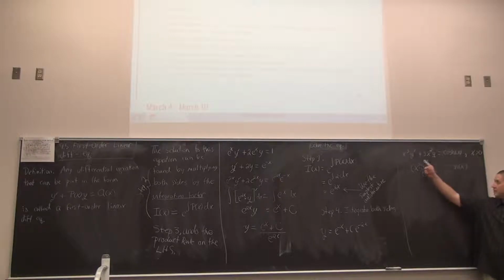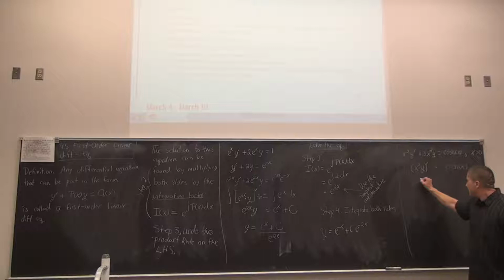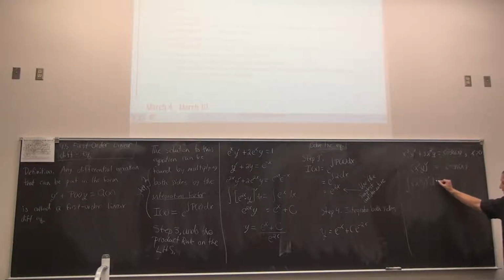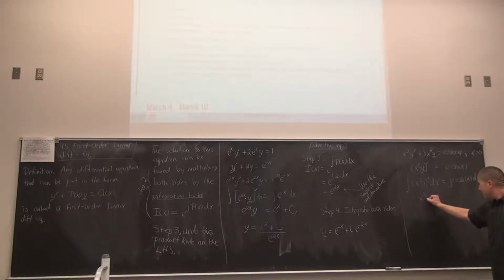So immediately, the product rule is reversible on step 1, which means we can write x cubed y prime, take its antiderivative with respect to x, it'll be equal to the antiderivative of hyperbolic cosine with respect to x, and now we're well on our way. So the antiderivative cancels with the derivative, and we just get x cubed y on the left-hand side.